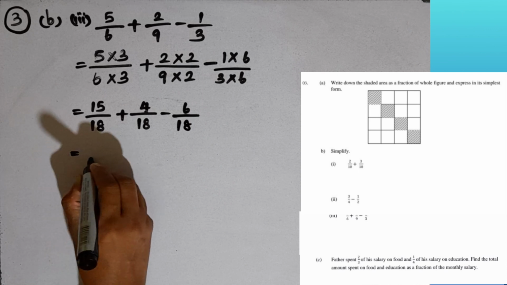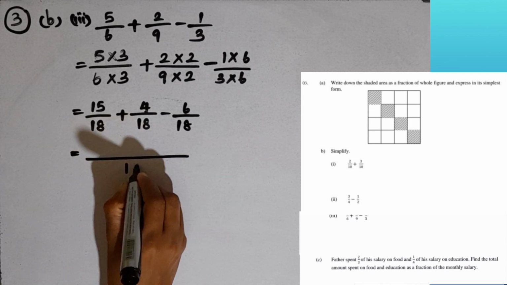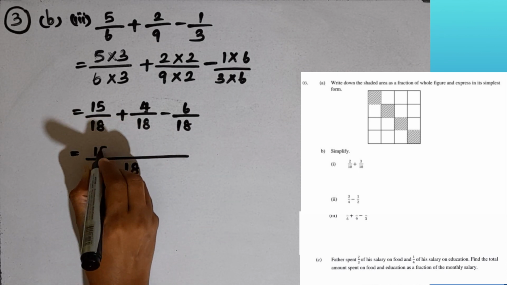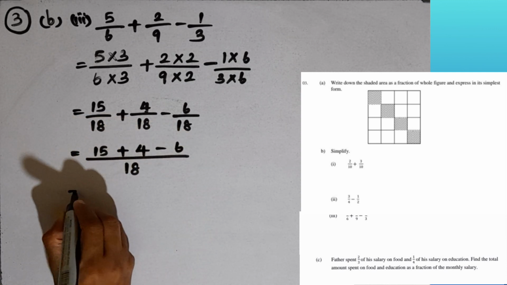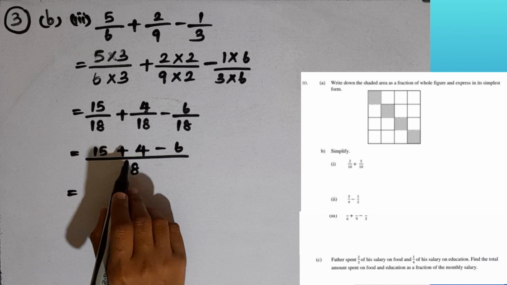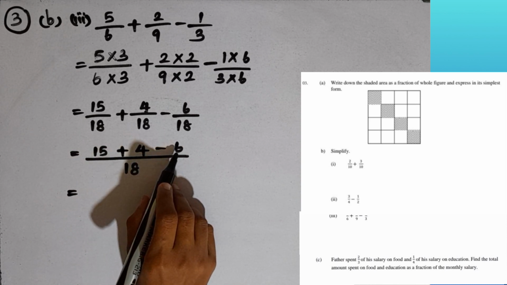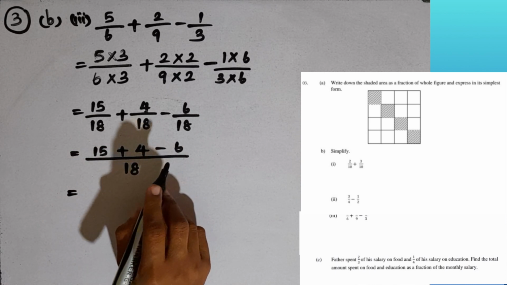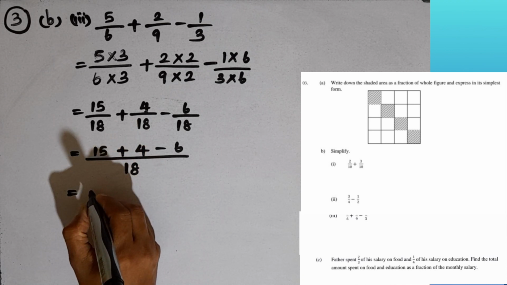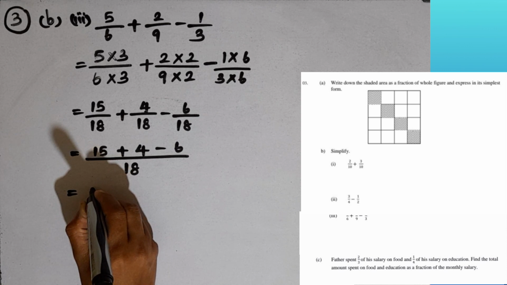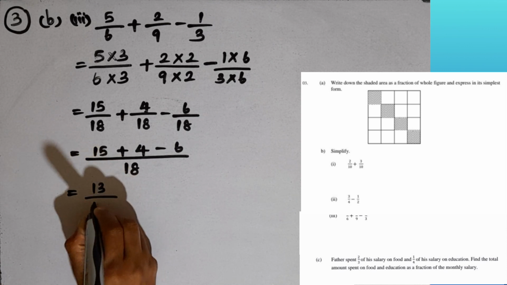Now we can write it like this. The common denominator is 18. Then 15 plus 4 minus 6. 15 plus 4 is 19. 19 minus 6 is 13. 13 over 18 is the answer.